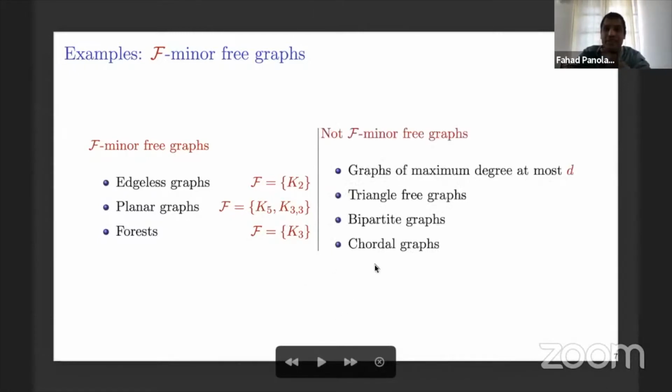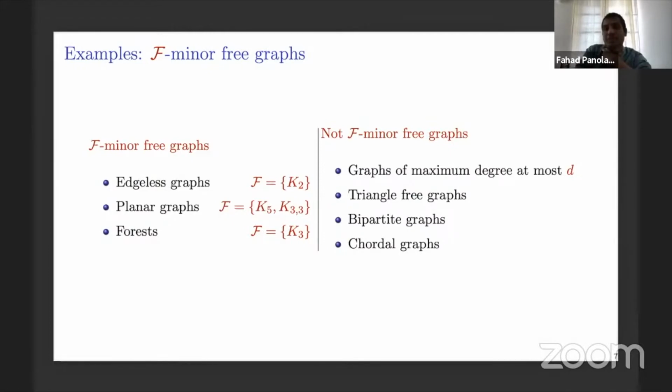And these graph classes are not F minor free, okay? Because look at triangle free graphs, the second one. If you take a C4, which is triangle free, when you contract an edge, then what you're going to get is a triangle. And you know that F minor free graphs are minor closed, so triangle free graphs are not minor closed. And similarly, from a bipartite graph, by contracting, you should be able to get a non-bipartite graph. For example, you take an even cycle, contract, you will get an odd cycle.